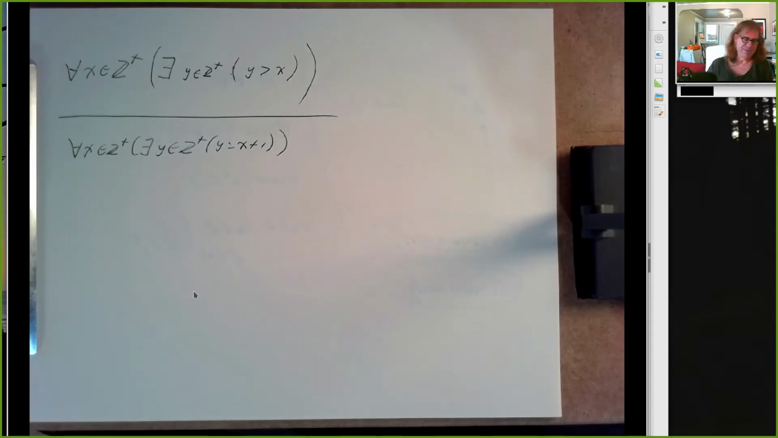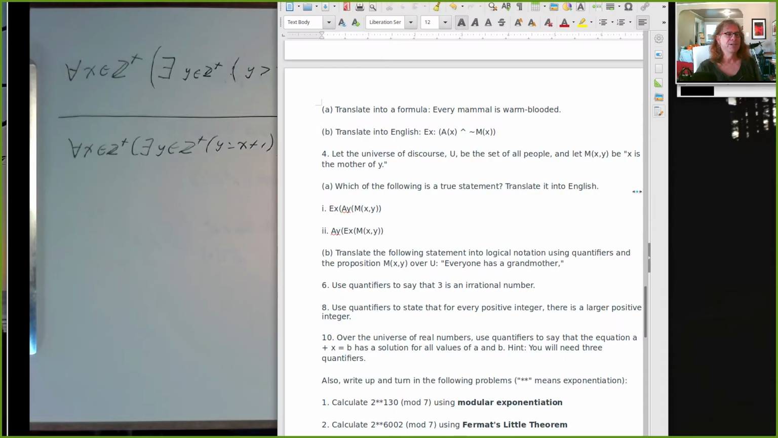And if we knew that x plus 1 was bigger than x, then we wouldn't need to do any of this. We could just say x plus 1 is a number bigger than x. But again, we're not trying to prove this. We're trying to just state what the proposition is using quantifiers. And the proposition is actually, for every positive integer, there is a larger positive integer.